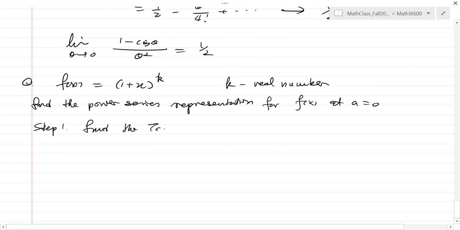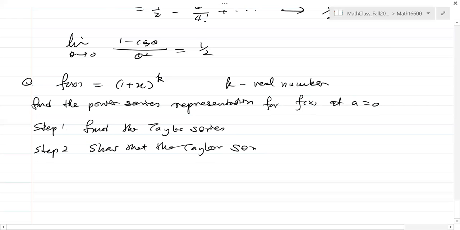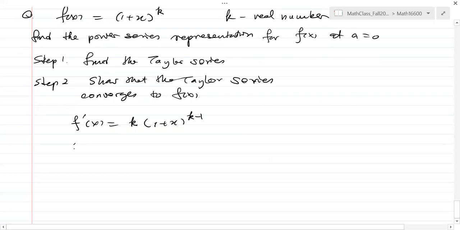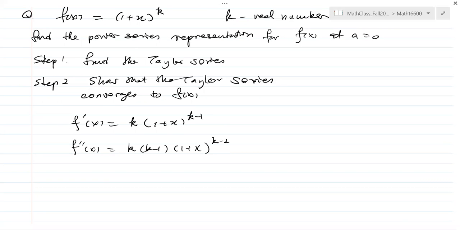Step one, find the Taylor series. And then step two, show that the Taylor series converges to the function. So you have to show two steps, otherwise how do you know this is a power series representation? How do you do that? Just differentiate the function. The first derivative, you get this. Second derivative, you get this. So gradually, you will get some number.